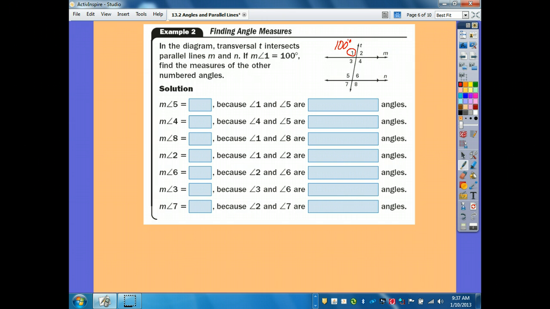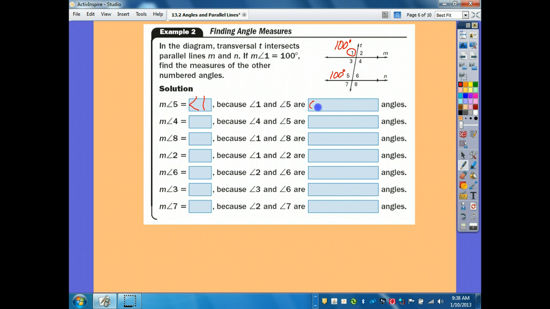That's all I need. I only need to know that one angle. I don't have to do equations. I don't have to do anything to figure out the rest of them. How? What should I do? Just by knowing number 1 is 100 degrees, what else do I know? You're saying 5 is 100 degrees? I would agree because angles 1 and 5 are what?